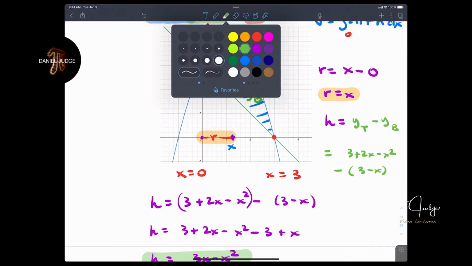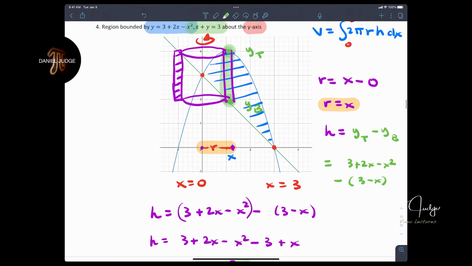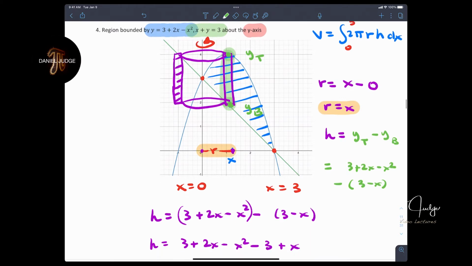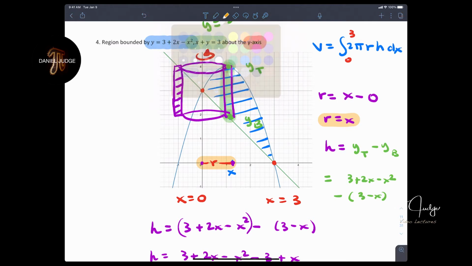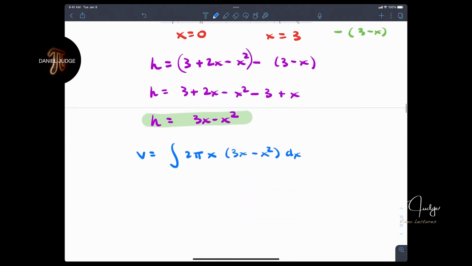So we're looking at measuring this distance here, total for the height of that cylindrical shell. It's the top value minus the bottom value, points on those curves here. Okay, radius, height. Two pi, radius is x, the height is 3x minus x squared dx. And you're going to integrate from 0 to 3.